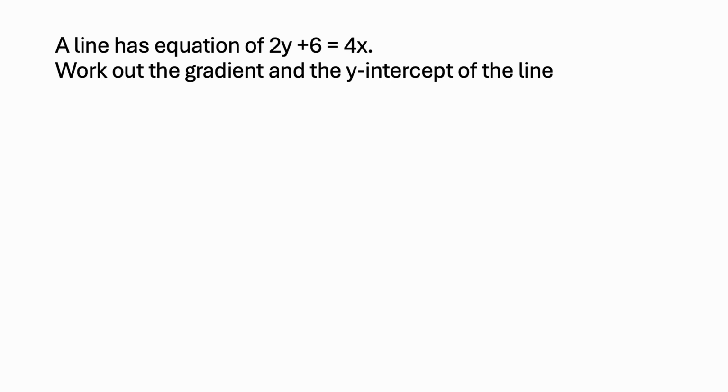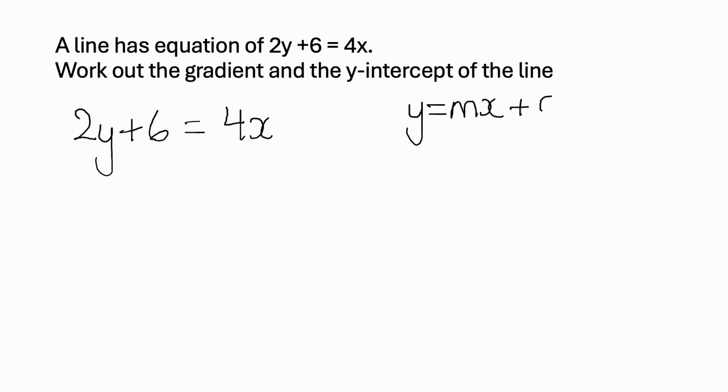Okay, let's look at this one here. A line has the equation of 2y plus 6 is equal to 4x. Work out the gradient and the y-intercept of the line. So we have 2y plus 6 is equal to 4x. Remember, we need to get it in the format of y is equal to mx plus c. The 4x is already on that side. Let's first try and get rid of this 6 on the left hand side so that we can keep all the y's to one side.